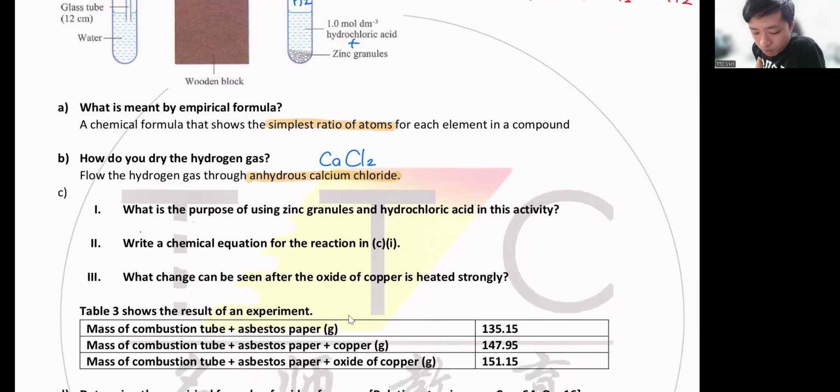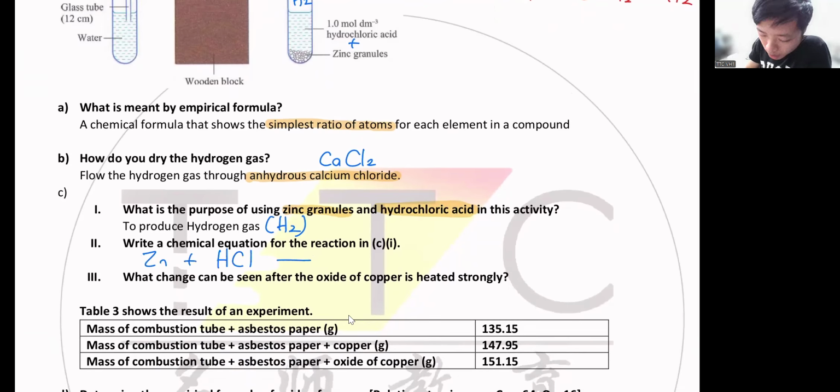Then what is the purpose of using zinc granules and hydrochloric acid? It's just to produce H2. Just want to get the H2. The equation I wrote just now: Zn, zinc, plus HCl, hydrochloric acid, arrow, ZnCl2 plus H2. Then you've got 2Cl and 2H, right? So you times 2 for HCl.